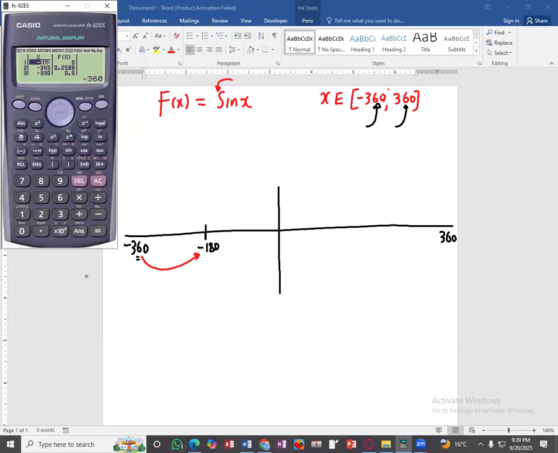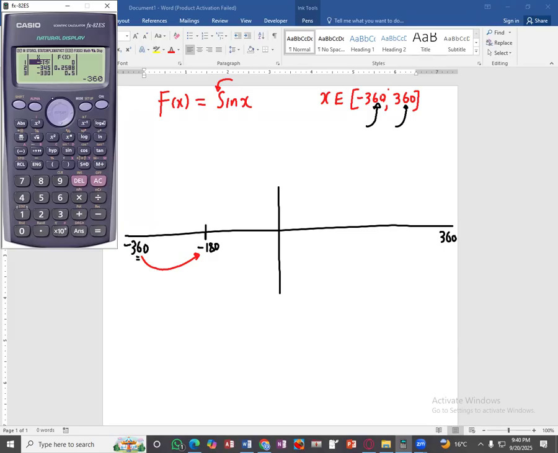Now, you see, the calculator is now able to give you the information from negative 360, where x is negative 360, to where x is negative 180. So it gave you too much information, and some of the information you actually don't need. So which information do we need from this table?